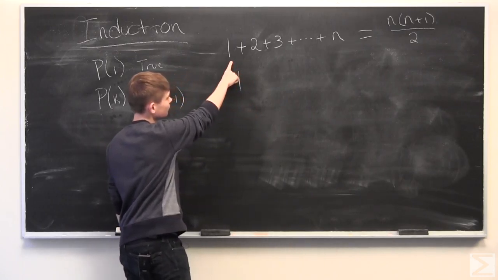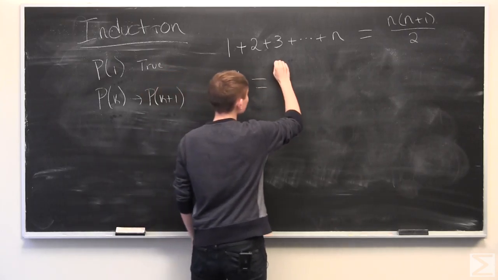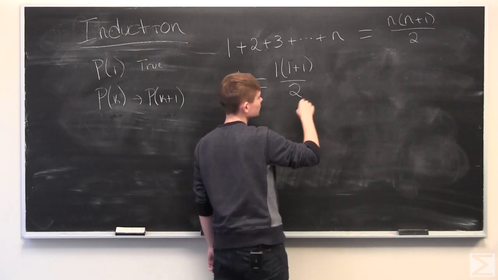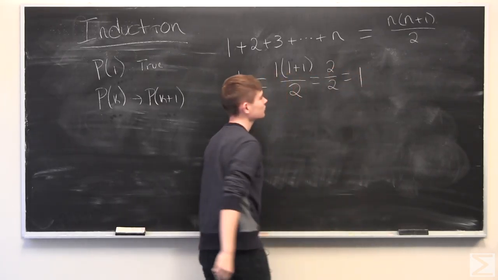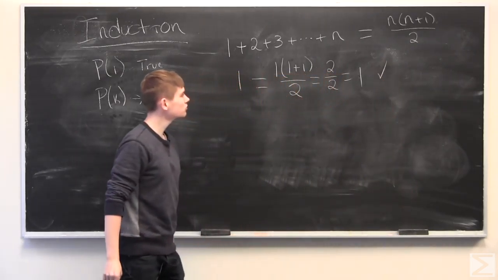So for the base case, the sum from 1 to 1 is just 1. And then we plug in 1, and we get 1 times 1 plus 1 over 2, which is equal to 2 over 2, which is equal to 1. So we've shown the base case is true.